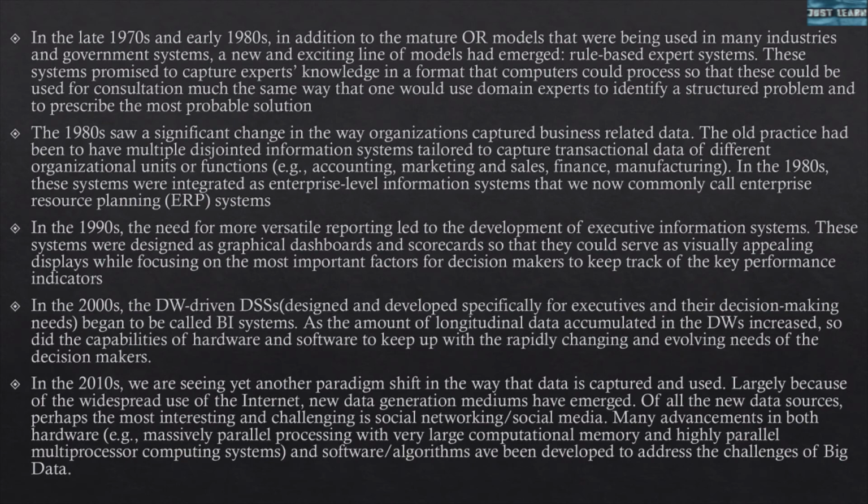Largely because of the widespread use of the internet, new data generation mediums have emerged. Of all the new data sources, perhaps the most interesting and challenging is social networking and social media. As we can see, nowadays the digital market is a booming market where components like search engine optimization and social media optimization play a vital role. Many advancements in both hardware, like massively parallel processing with large computational memory and high parallel multiprocessor computing systems, and software or algorithms, have been developed to address the changes of big data.